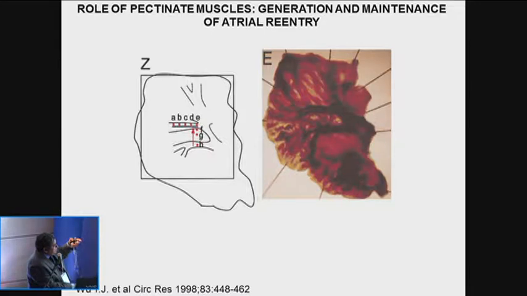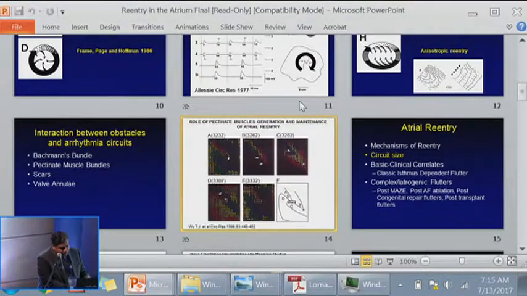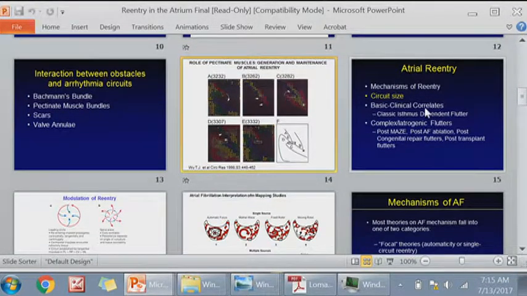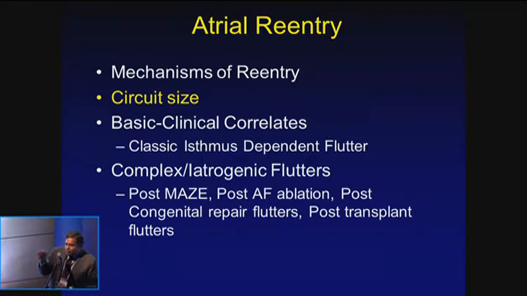This is a classic paper that was done almost 20 years ago by T.J. Wu, who worked with Peng Chen back at UCLA and Cedars. And they actually mapped this in sheets of atria, which is what is shown over here. Now, this story is relevant to what we are talking about today because the circuit size can sometimes be very small for some of these arrhythmias, which is one of the reasons why post-MAZE and post-AFib flutters may have an extremely small circuit, and sometimes your activation map may actually look like a focal activation.